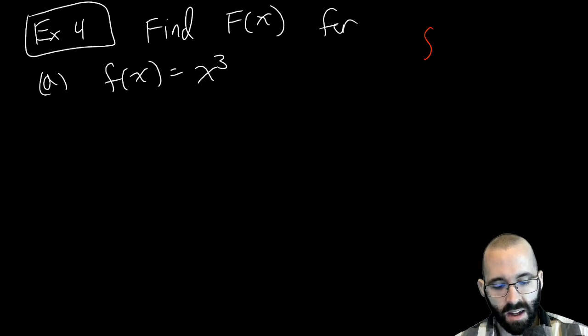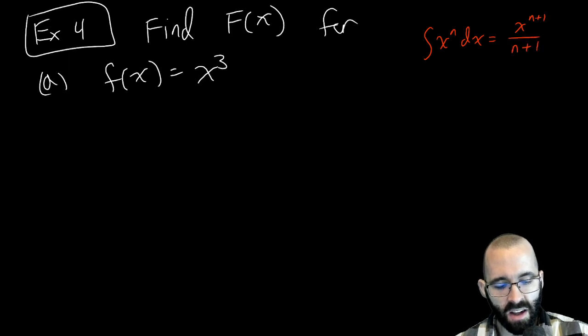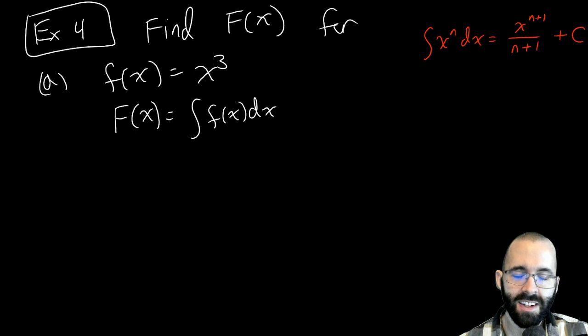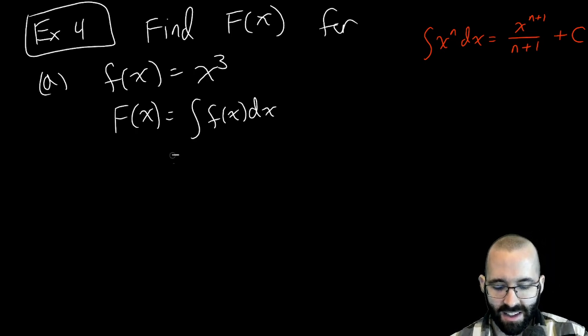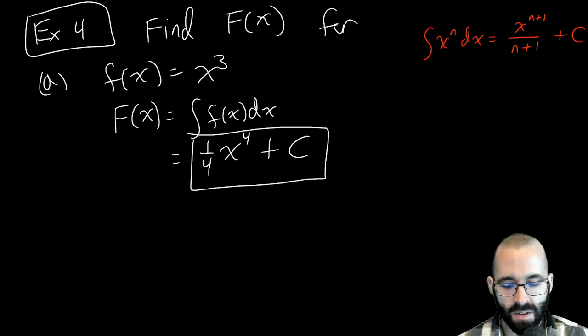Again, we know that the antiderivative of x to an exponent with respect to x is: add a power and divide by that new power. That's all we do. So f of x, which is also known as the antiderivative of f of x, which is also known as the integral or indefinite integral of f of x, is going to be what happens when we add a power and divide by that power. You can divide by 4, or multiply by a quarter. They're the same. And there we go.